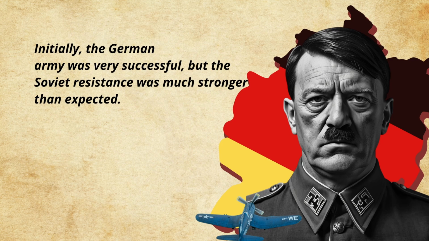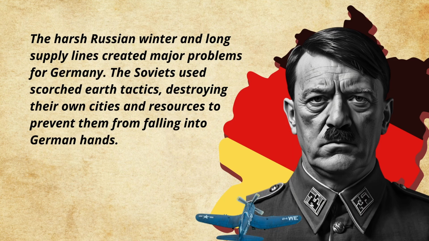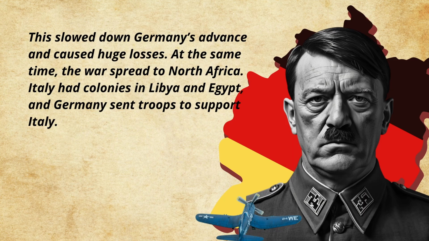Initially, the German army was very successful, but the Soviet resistance was much stronger than expected. The harsh Russian winter and long supply lines created major problems for Germany. The Soviets used scorched earth tactics, destroying their own cities and resources to prevent them from falling into German hands. This slowed down Germany's advance and caused huge losses.